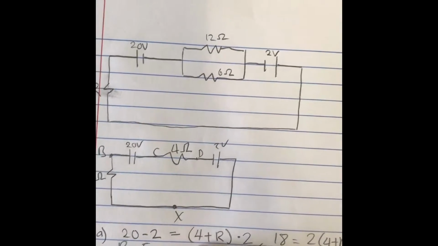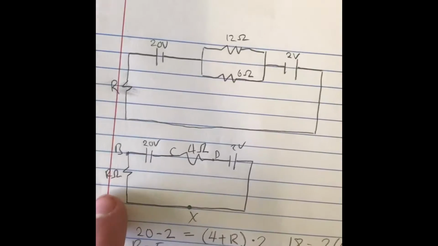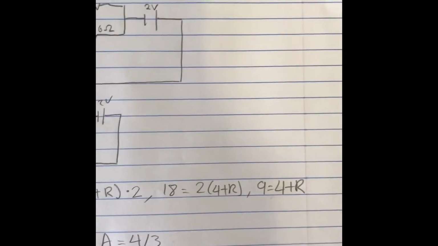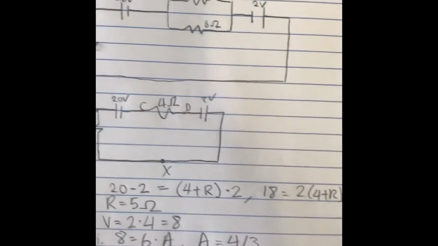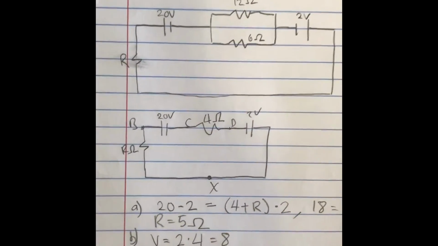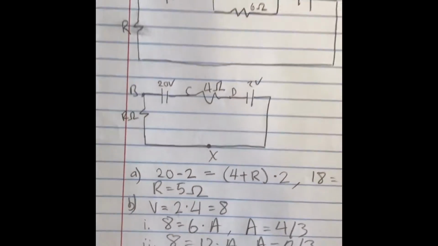Your I is 2, and then your R will be 4 plus R because they're in series. And you end up with 18 equals 2 times 4 plus R, and you simplify that down to R equals 5 ohms. So that is the resistance in that resistor.